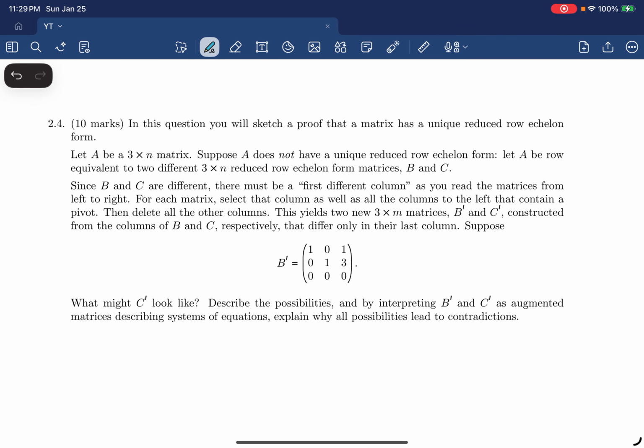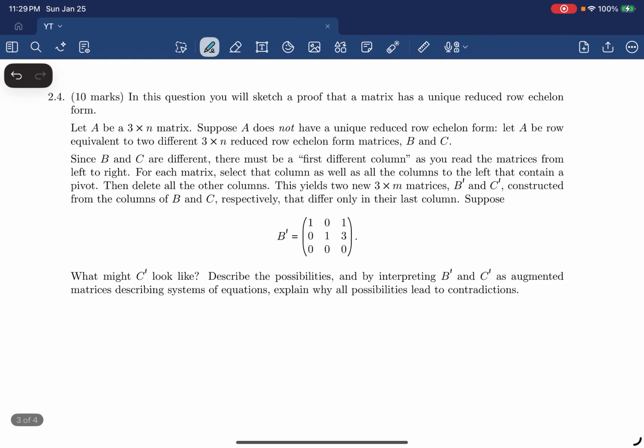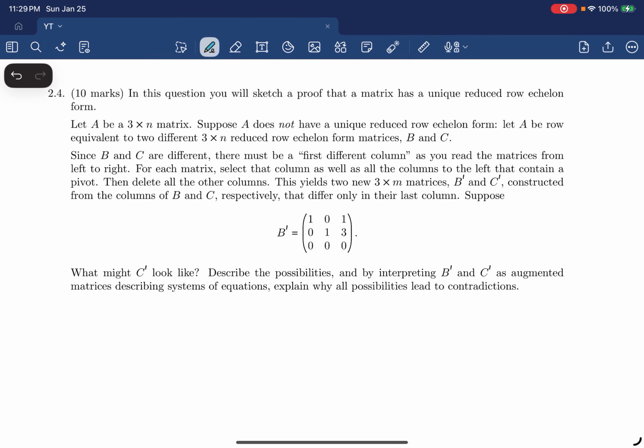So the question reads: in this question, you will sketch a proof that a matrix has a unique reduced row echelon form. Let A be a 3 by n matrix. Suppose A does not have a unique reduced row echelon form. Let A be row equivalent to two different 3 by n reduced row echelon form matrices B and C. Since B and C are different, there must be a first different column as you read the matrices from left to right. Therefore, for each matrix, select that column as well as the columns to the left that contain a pivot. Then delete all the other columns, which yields two new 3 by m matrices B prime and C prime constructed from the columns of B and C respectively, differing only in their last column.